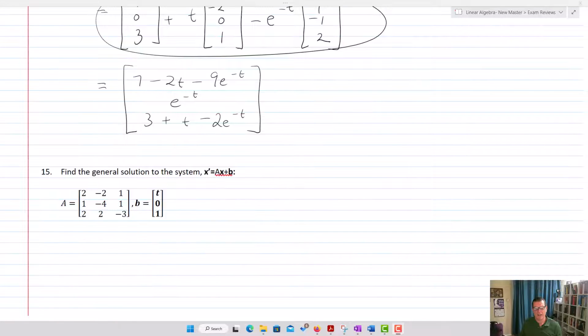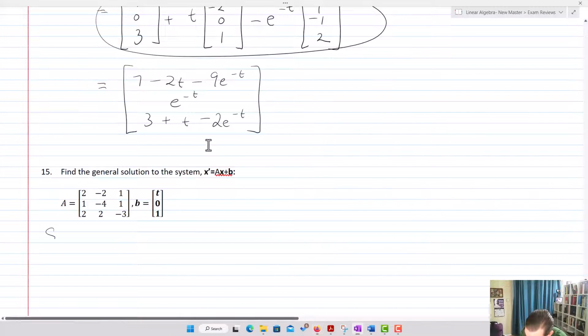So now what we're going to do is find the general solution to the system x prime equals Ax plus b. What we ought to notice is that this system is not homogeneous. So we're going to utilize variation of parameters, which is the only method that we've gotten so far inside of this course. In order to use variation of parameters, I'm first going to have to find my eigenvectors and eigenvalues. I'm going to have to actually solve the homogeneous part.